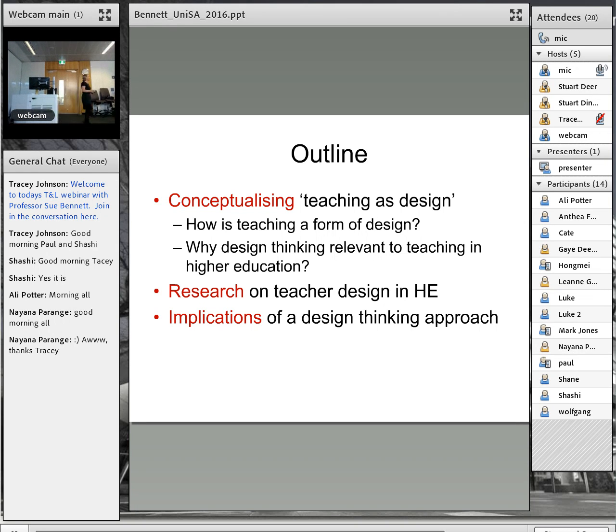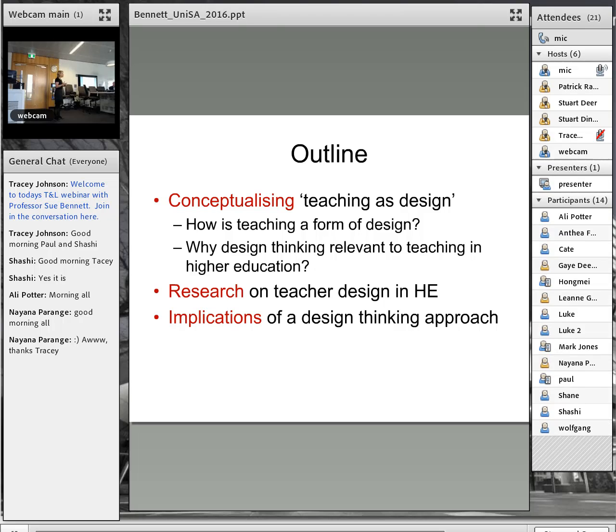Okay, so I want to do 3 things today in this presentation. First of all, talk to you about conceptualizing teaching as design. So how is teaching a form of design? Why might this be a useful way of thinking about teaching, and then how it's particularly relevant in higher education. Then I want to talk about some of the research on design thinking in higher education and the practical implications for a design thinking approach.